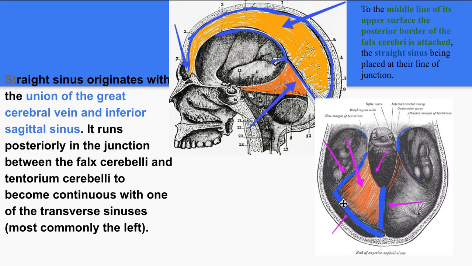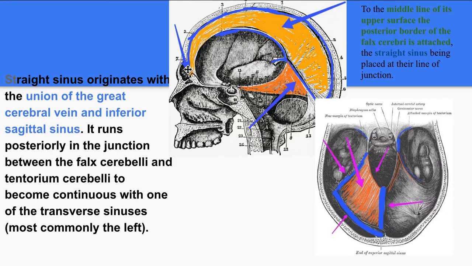most commonly the left. So when we were talking about the superior sagittal sinus, we said that it most commonly continues with the right transverse sinus and also gives a little blood to the left one. The straight sinus usually continues with the left transverse sinus. So obviously more blood is drained by the right transverse sinus.